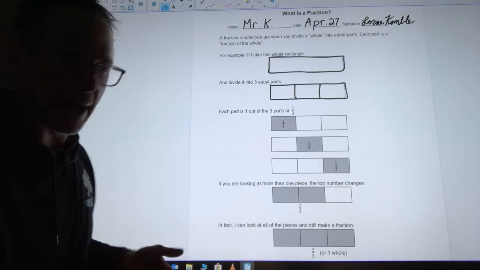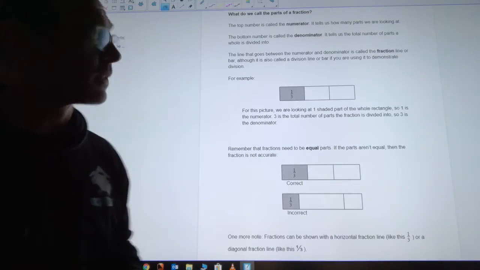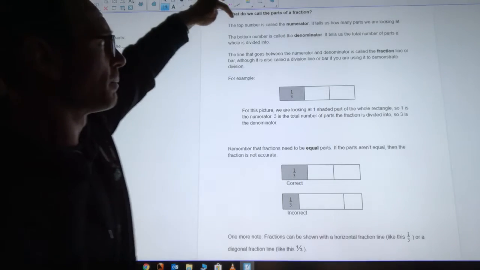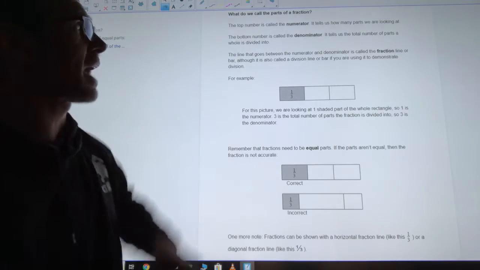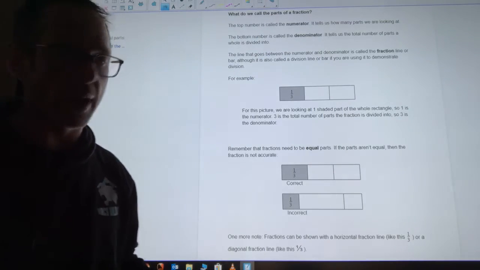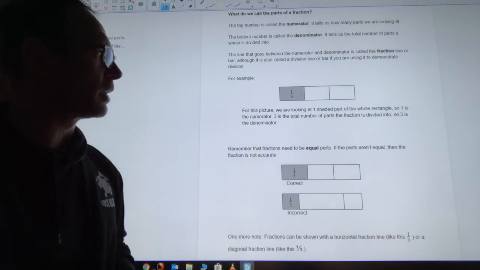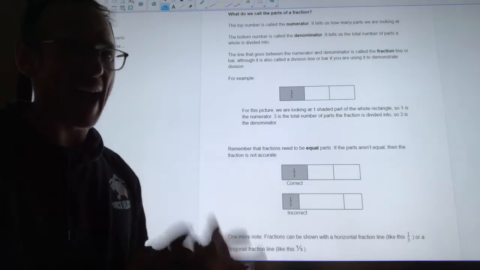Now, when we're dealing with fractions, we need to look at a few important words. So what do we call the parts of a fraction? So the top number in a fraction is called the numerator. It tells us how many parts we're looking at. Whatever we want to pick out, that's our numerator. Typically, we do it by shading. We say, okay, well, what's the shaded part? But it doesn't have to be that.